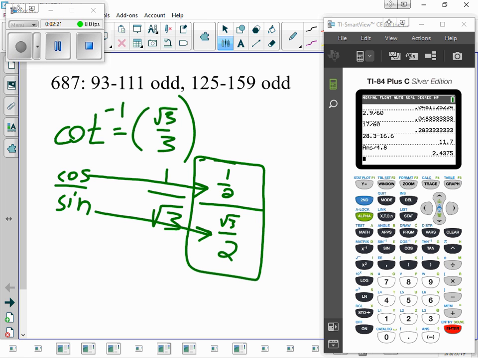I want to make sure they don't do something silly in the answers. Okay, review exercises. What number was that? 101? Oh, that was in degrees, so 60 degrees. Okay, we're good.